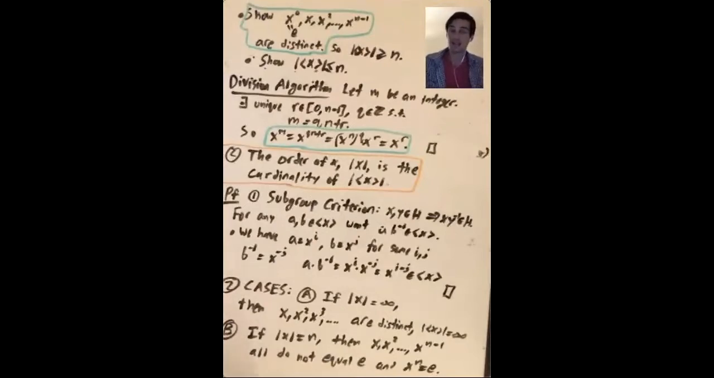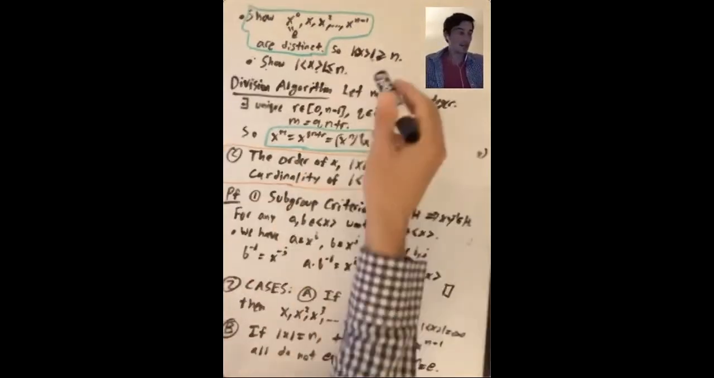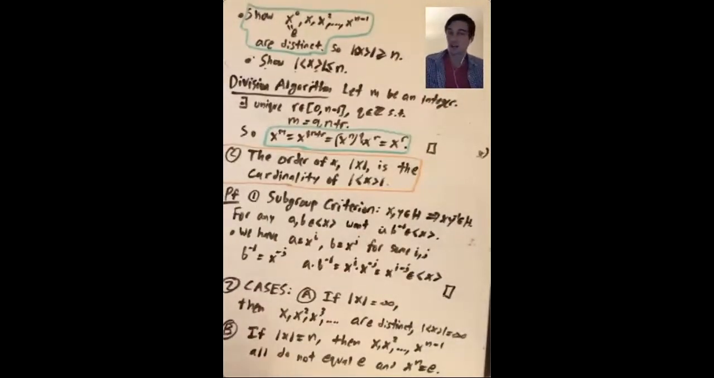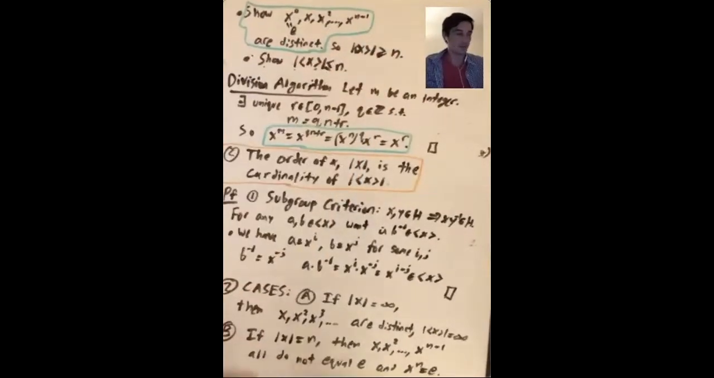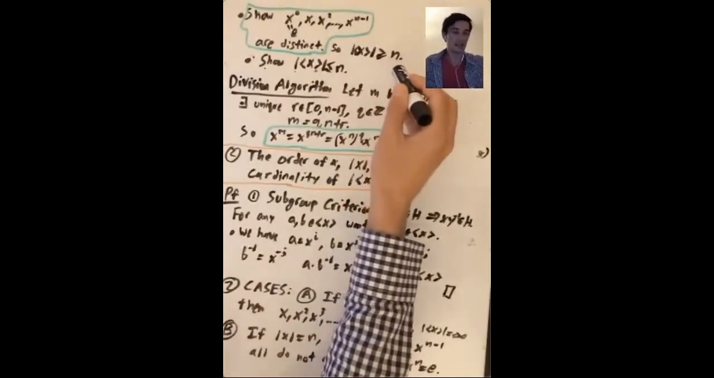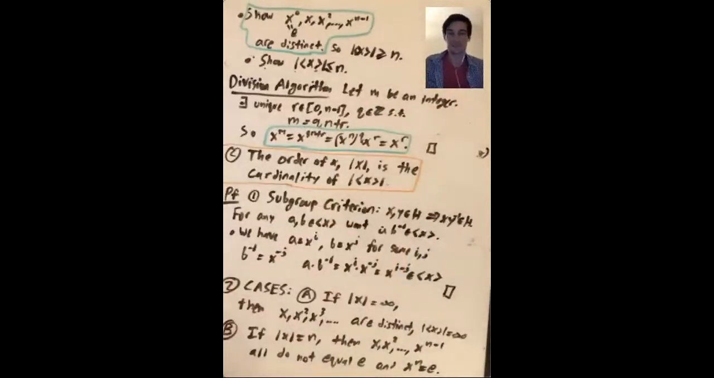Well, if they were not distinct, you would have x to the i and x to the j that were equal to each other. So x to the i minus j would be equal to e, and i minus j would be less than n, which would contradict the assumption that the order of x was equal to n. So what does that give us? n distinct elements in this cyclic subgroup. So the order of the cyclic subgroup is at least n.